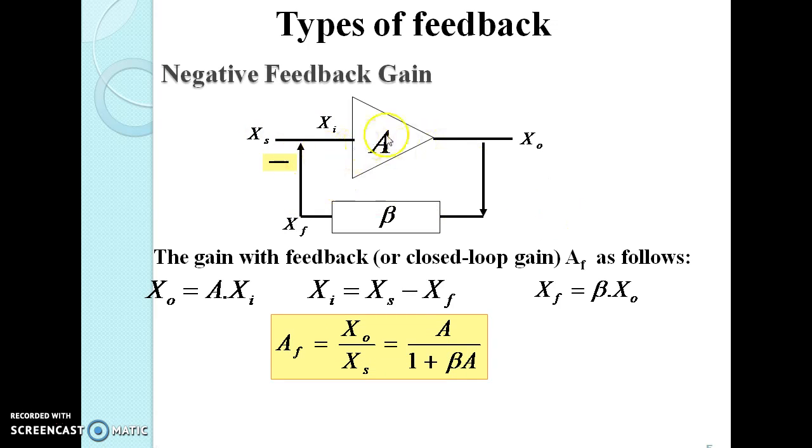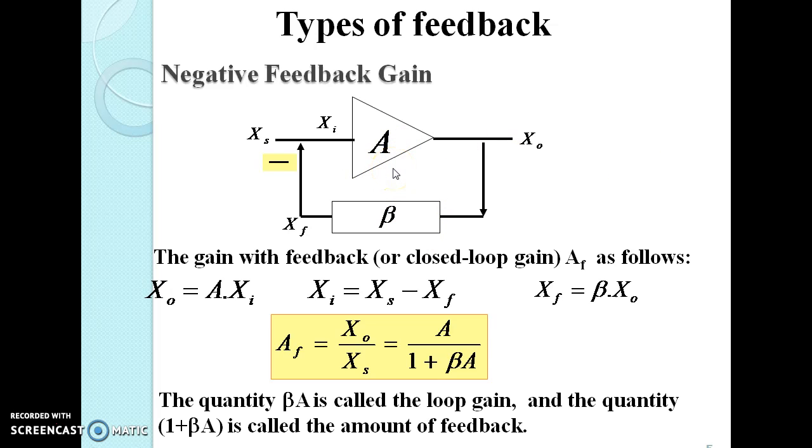So AF, that is the overall feedback gain, is XO upon XS, that is output signal upon the source signal, which is equal to A upon 1 plus beta times A. So the quantity A beta is equal to the loop gain, and the quantity 1 plus beta A is the amount of feedback.